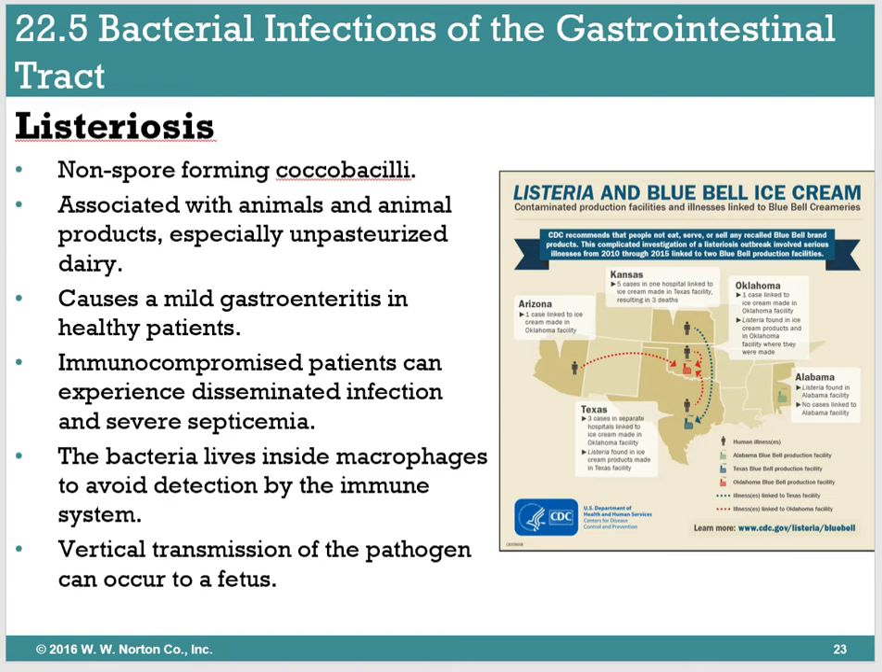What will happen is that it'll cause mild gastroenteritis in healthy patients, but if you have an immune compromised patient, it can disseminate and even cause septicemia. That can be very deadly, especially if it turns into sepsis or septic shock. The bacteria will live inside the macrophages to avoid our immune system. It can pass from mother to fetus, so there is some vertical transmission, but it's not very often. But it can definitely happen. So that's just a little bit about Listeriosis.